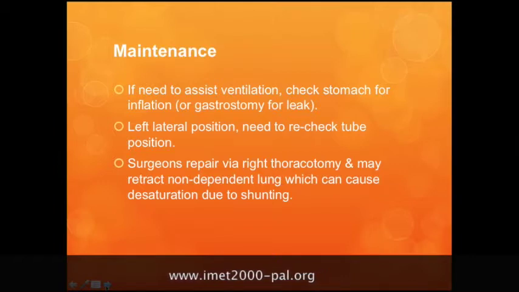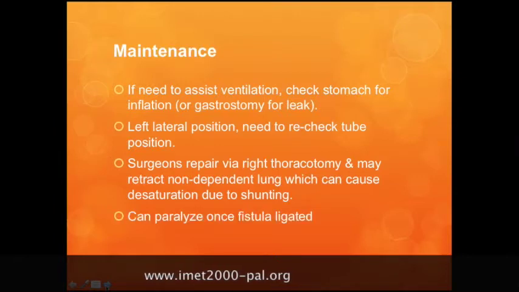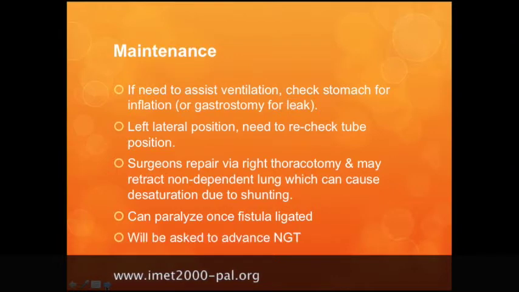So as I mentioned, the surgeons usually go with a right thoracotomy, and they may retract the upper lung, which can cause desaturation due to shunting or due to moving your tube. And they say you can give muscle relaxant once the fistula is ligated. The few of these I've done, that's what I do, but the reality is I'm usually ventilating as soon as the surgeons open the chest anyway, because the kid can't maintain spontaneous breathing.